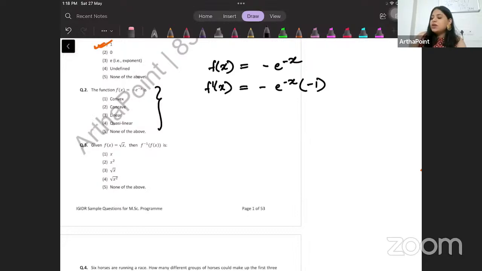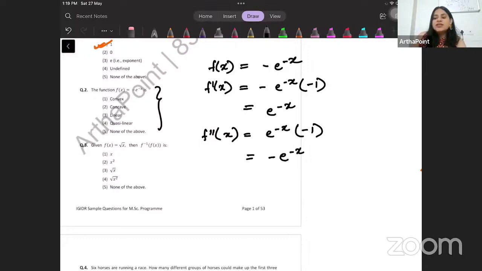So this will be e to the power minus x. This is the first order differentiation. Now I must do the second derivative. So if I differentiate this again, beta, I will get e to the power minus x, and then I have to differentiate the power. So minus x ki differentiation ho jayegi minus 1. So this will be minus e to the power minus x, which is less than 0.